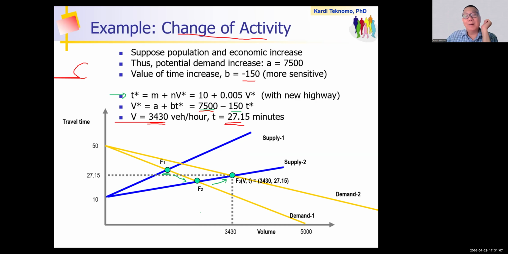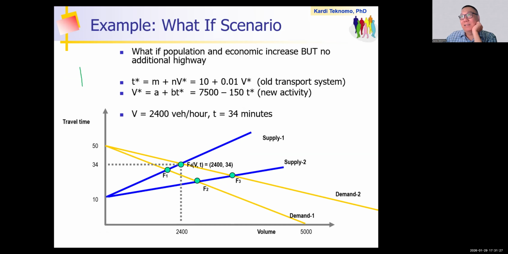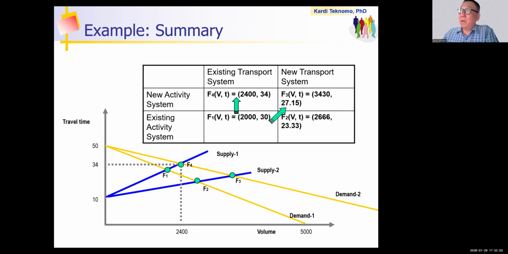So what would happen, Paul, if initially we did not increase the highway, but the demand actually increased? It could be a lot worse, because the travel time would increase significantly. Correct. That's exactly what scenario D is. What happens if the population and economy increase, but there is no additional highway? It's still the old transport system, but the activity changed. So because of this, you will see the congestion is beyond 30, beyond the initial, and the volume actually increased a little from 2,000, but it's much worse.